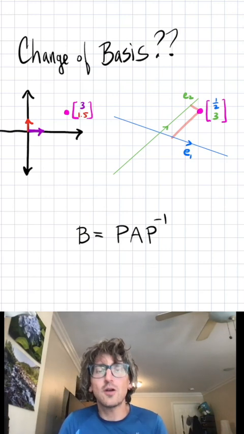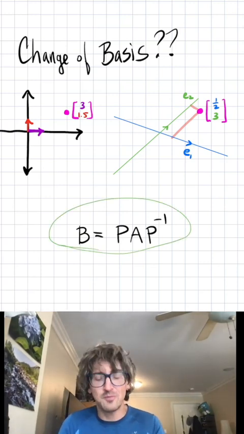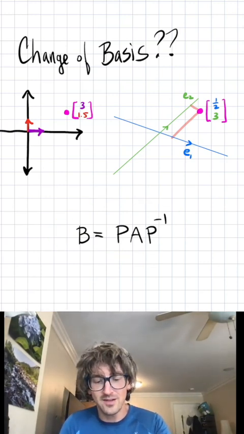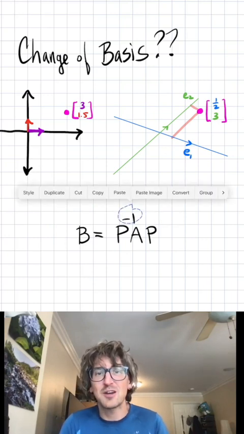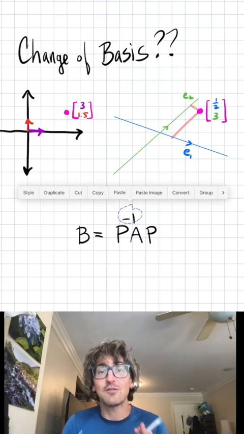Now, if you've taken linear algebra and you've done something called change of basis, you've maybe seen formulas like this, but if you're like me, you always forget where that inverse goes. Like maybe it goes there. And of course, the answer depends on what we mean by P. I'm going to break everything down.